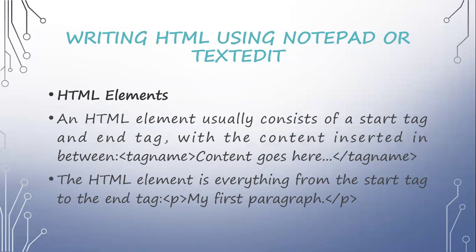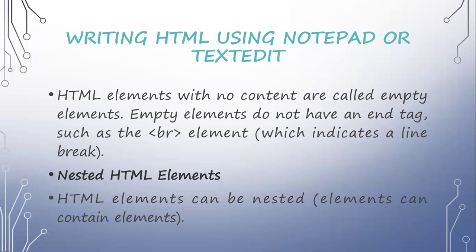HTML elements. An HTML element usually consists of a start tag and an end tag with the content inserted in between. So the tag name, then the content goes here, then the tag name, the signs open, then the signs close in this HTML document. The HTML element is everything from the start tag to the end tag. As you can see here, for example, you've used the p as the paragraph tag, then my first paragraph, and then the p closure of the paragraph will be illustrated in this HTML document. HTML elements with no content are called empty elements, and empty elements do not have an end tag, such as the BR element, which indicates a line break. So these kinds of elements do not have an end tag.